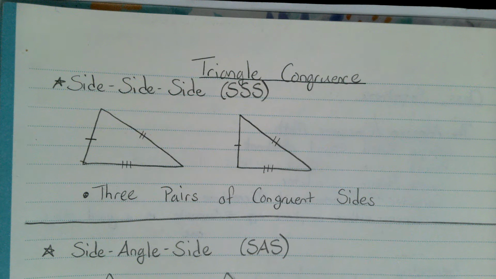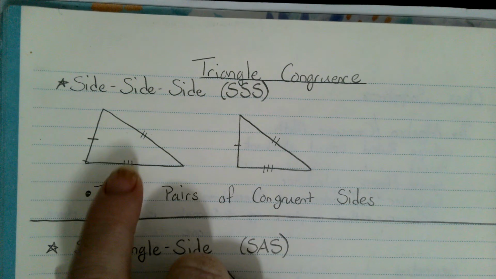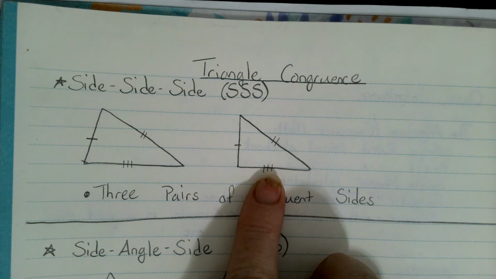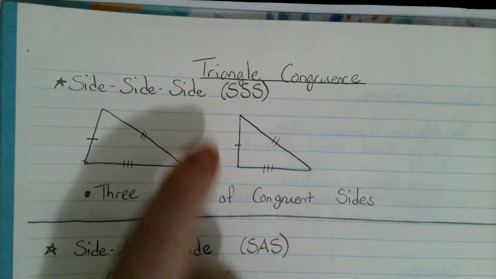All right, so hopefully you have your notepad and a pencil. And we're going to go over triangle congruence. So triangle congruence is what we use to show that two triangles are the same, okay? That they are congruent. So if I have two triangles, for example, I have this triangle and this triangle here, I can use the first theorem, which is side, side, side, okay?